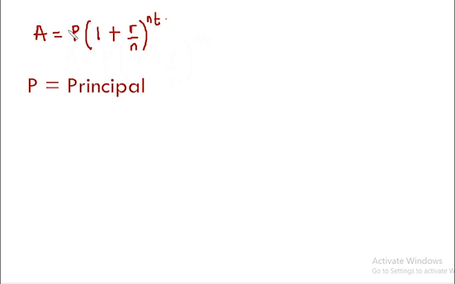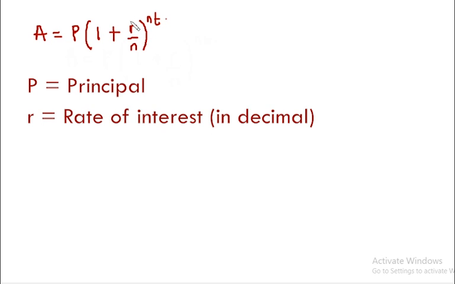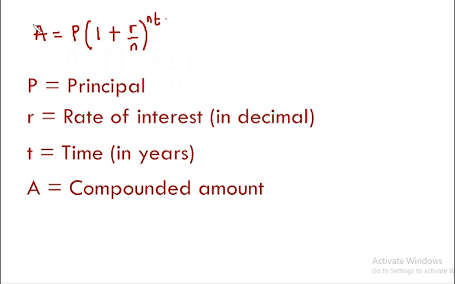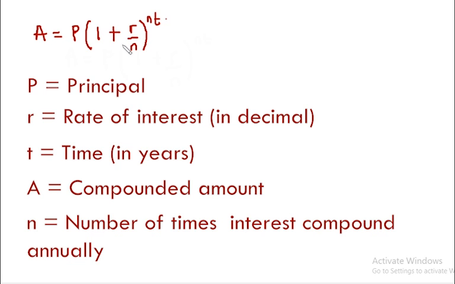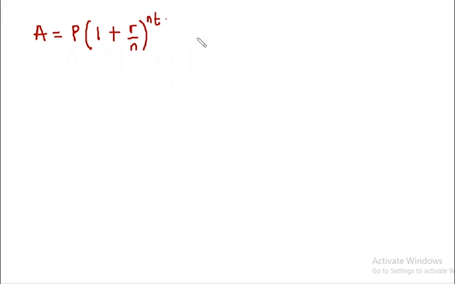The principal is the money invested or loaned. r is the rate of interest, and r is always in decimals. t is the time in years. A is the compounded amount, while n is the number of times compounding happens in a year. The second formula is compound interest = amount minus principal. So this is the real formula for calculating compound interest.